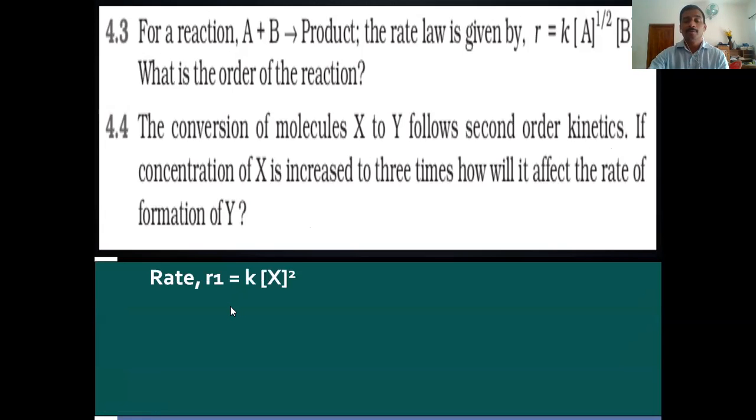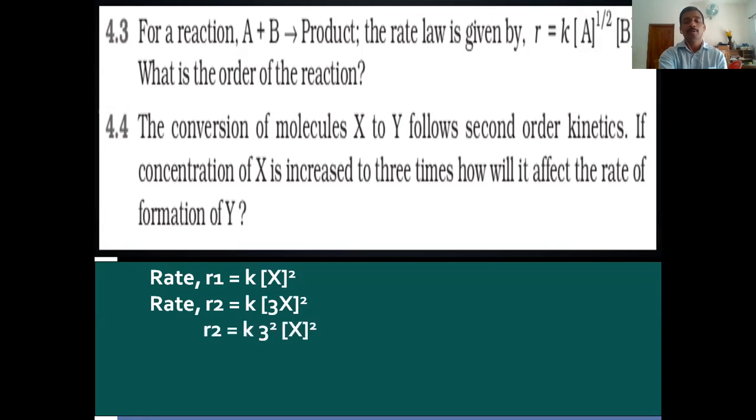Rate is equal to K into concentration of reactant raised to the power equal to order of the reaction, isn't it? So here order of the reaction is 2. So we can write the rate equation as rate R1 is equal to K into concentration of X raised to 2. And after increasing the concentration 3 times, what will be the equation? R2 is equal to K into 3X all raised to 2.